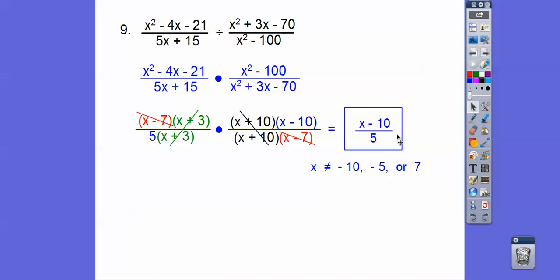Real common algebra 1 error or integrated math 1 error is kids want to cancel these. You can't cancel them because of that minus sign right there. If it was a multiplication sign, I could cancel, but I can't. Okay, and then all our excluded values.